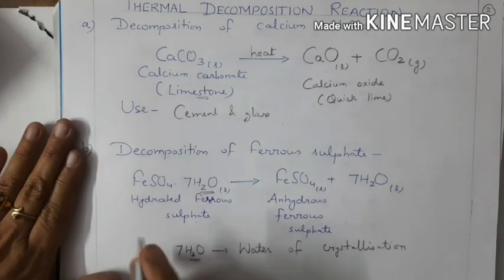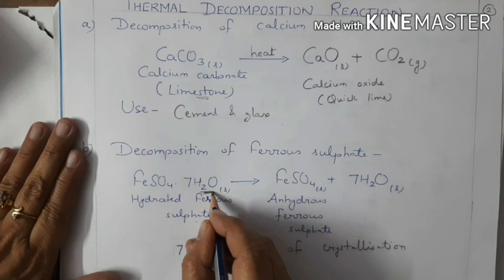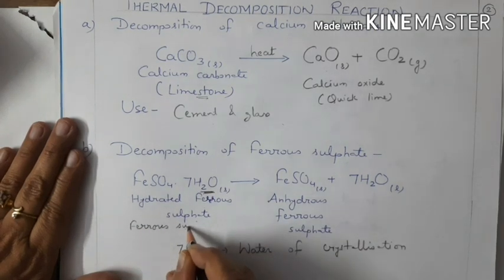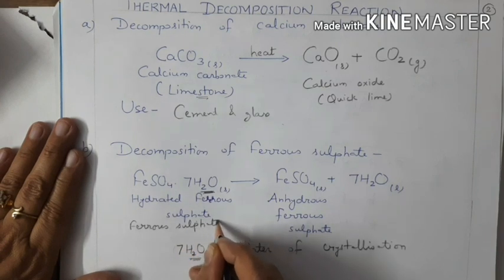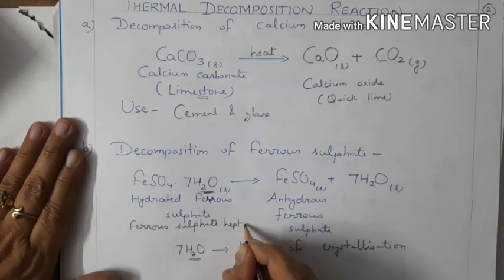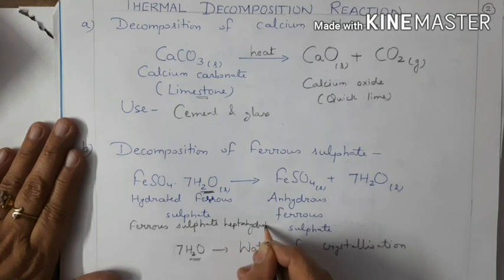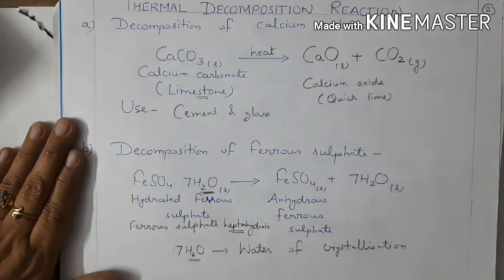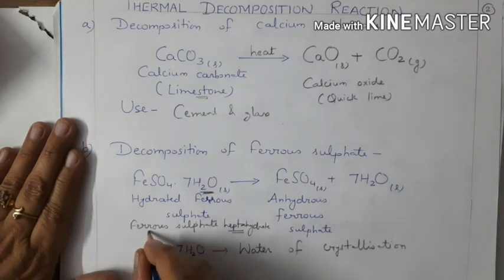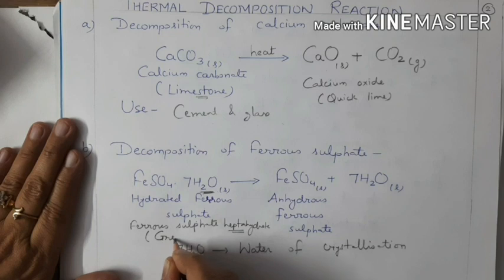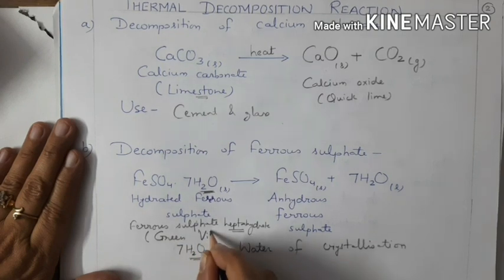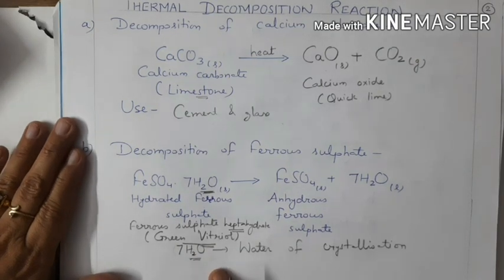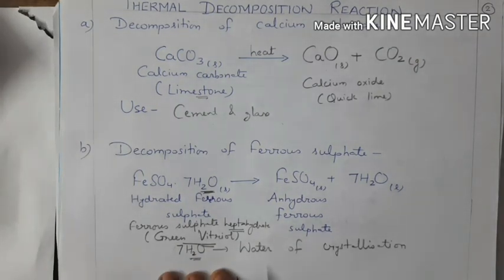Because it is surrounded by water molecules of crystallization, it is named as hydrated ferrous sulfate. It is also named as ferrous sulfate heptahydrate, where this hepta indicates 7 molecules of water of crystallization. It is also given another name. It is also known as green vitriol. Green vitriol, that is a common name given to this particular compound.